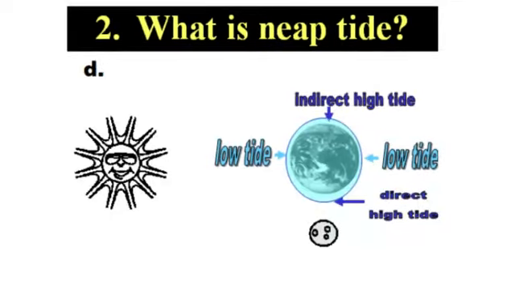Another way we could have a neap tide is on the opposite side here. Okay, so it could be here or here. Again, high tides are when they're in line. The low tides are going to be on the opposite side. So that is all you need to know about tides and the moon.